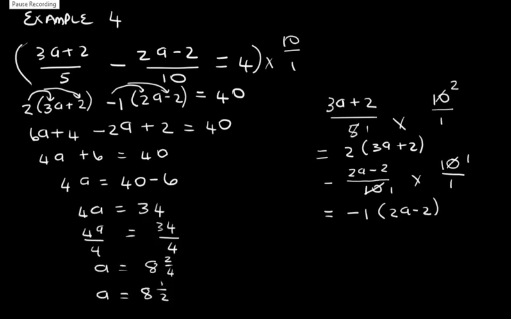So we divide by 4 on both sides, and we see that a is equal to 34 over 4, which is equal to 8 and a half.